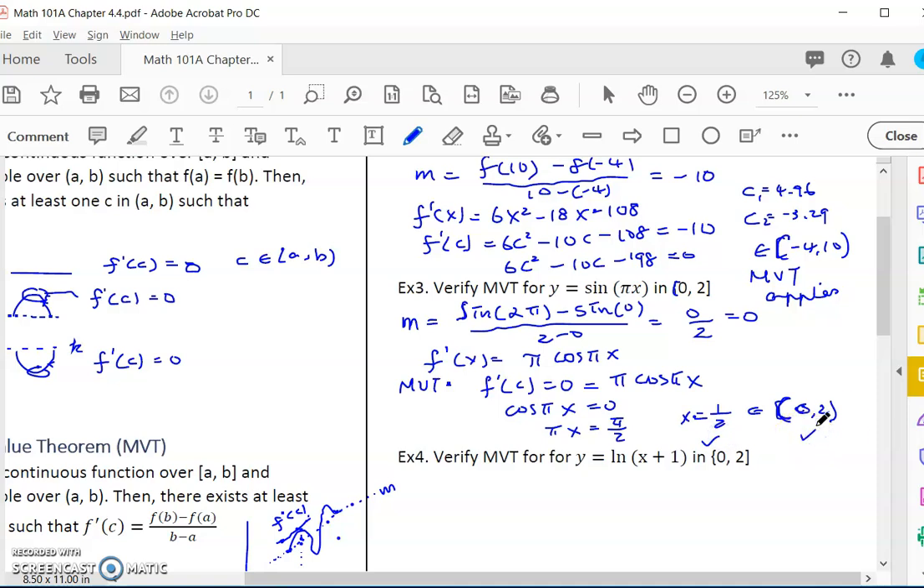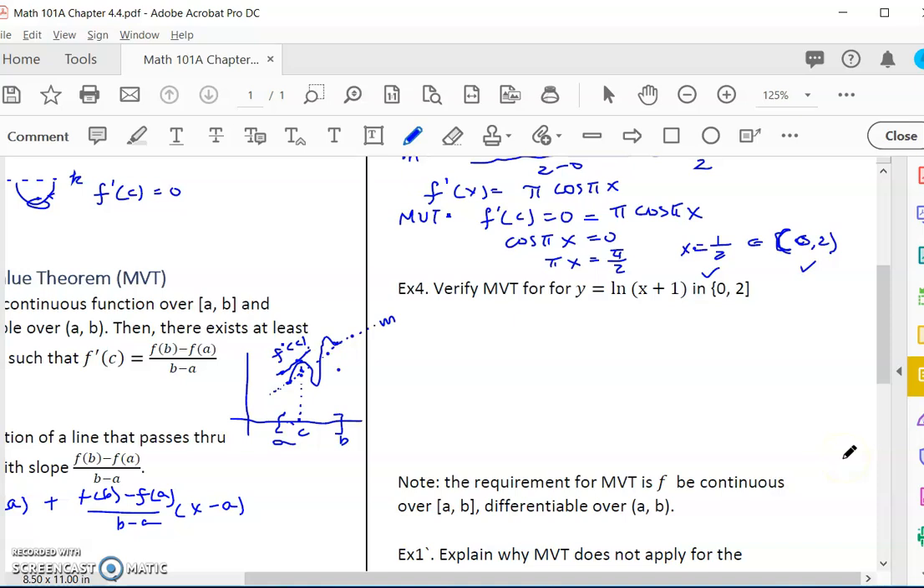So that verifies the MVT. The next one: verify that the mean value theorem applies for y equal to ln x plus 1 on (0, 2) again. So how do I do this? Again, do m first. The slope is ln of 2 plus 1 minus f of a, f of b, ln of 1 plus 1, over 2 minus 0.